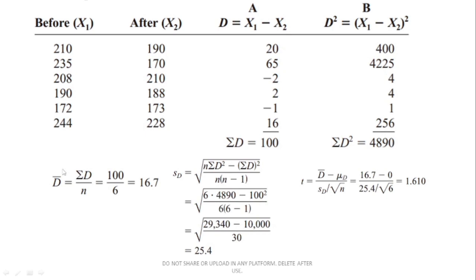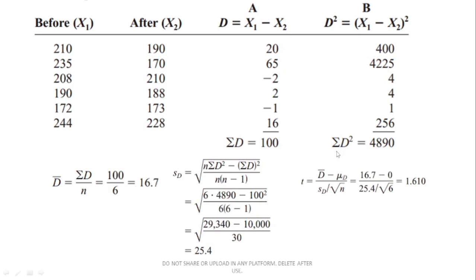4,890. And then, next is the mean of the difference. To get the mean or the average, we will just take our summation, 100, all over our total number of samples, which is 6. So, the mean of the difference is 16.7.